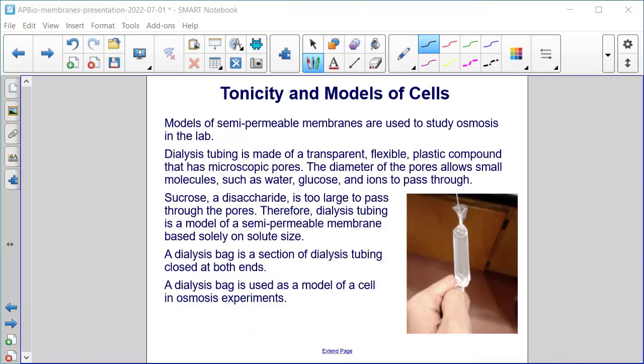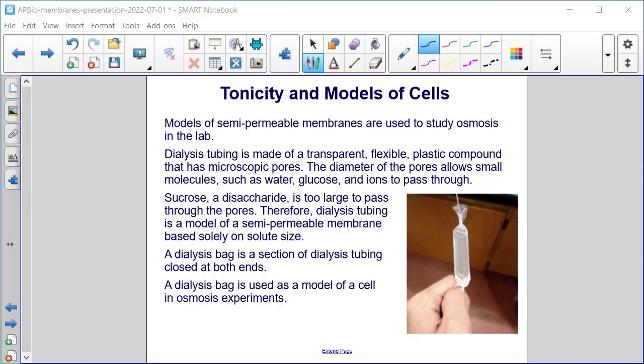Models of semi-permeable membranes are used to study osmosis in the lab. Dialysis tubing is made of a transparent, flexible plastic compound that has microscopic pores. The diameter of the pores allows small molecules such as water, glucose, and ions to pass through. Sucrose, a disaccharide, is too large to pass through the pores. Therefore, dialysis tubing is a model of a semi-permeable membrane based solely on solute size.